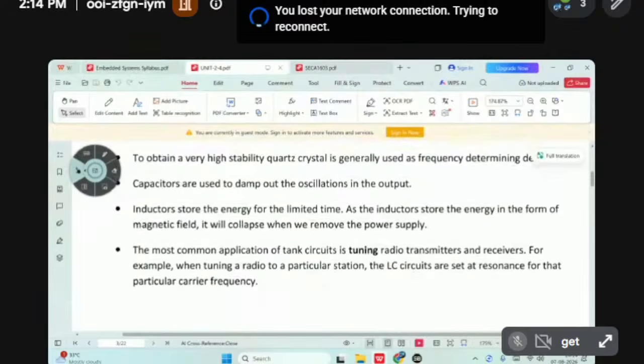So we can use this type of devices in TV stations also, radio stations also.